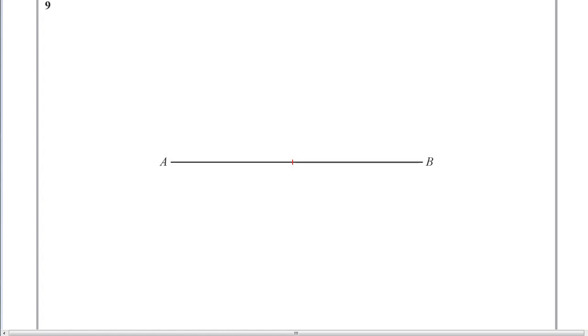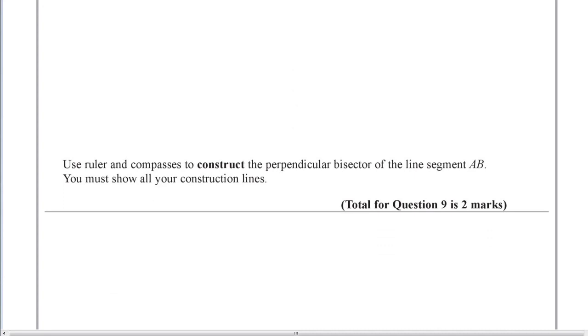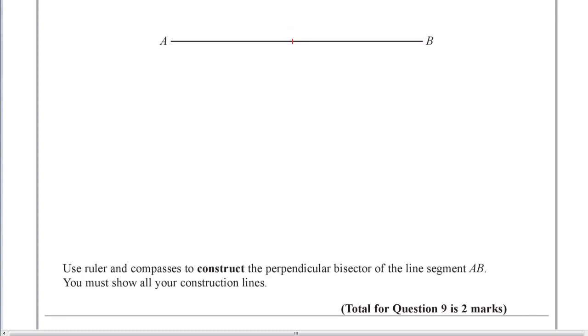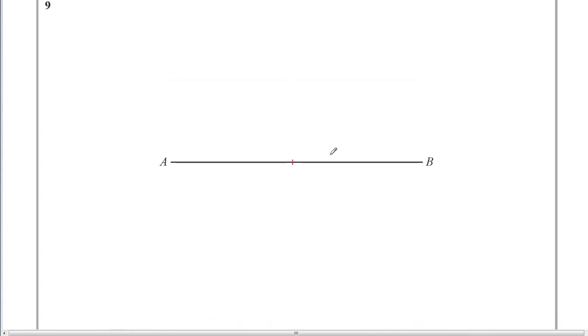Now question 9. You have a line here, A to B. Use ruler and compass to construct the perpendicular bisector of the line segment AB. You must show all your construction lines. Let's have a look at it then. A to B. The bisector is in the middle. I'll just put a little mark there. And perpendicular means it's going to be at right angles to it.